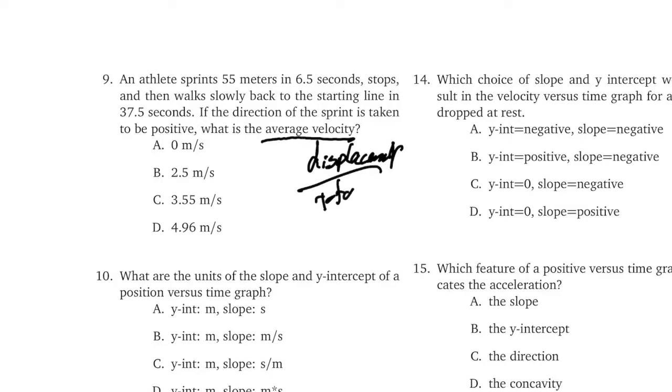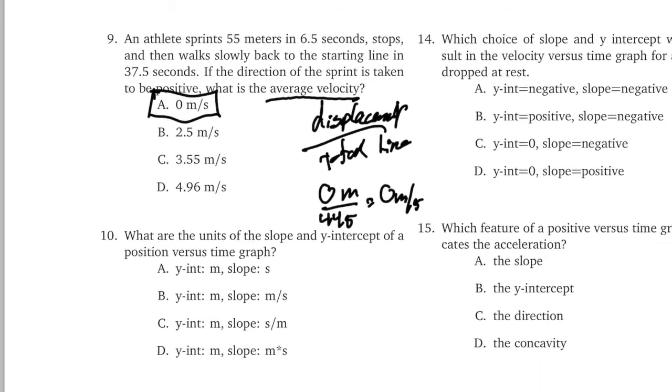divided by the total time. And the displacement, because I start and end at the same position, is equal to 0 meters. So even though it still takes me 44 seconds to do it, the average velocity is 0 meters per second.